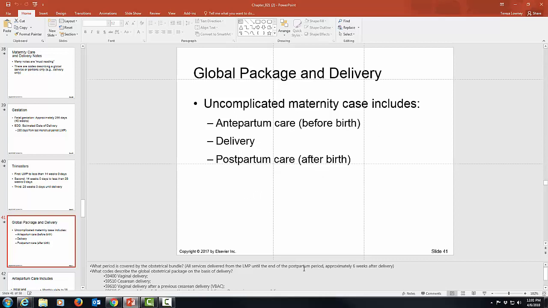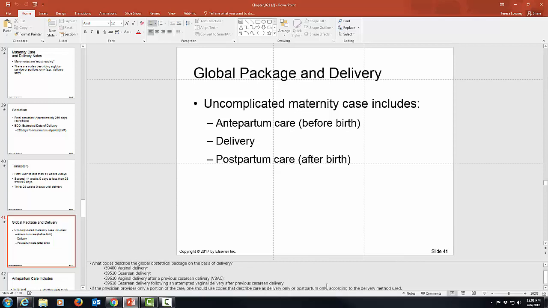So we have specific codes for a vaginal birth. It's 59400. Cesarean delivery 59510 and 59610 is a vaginal delivery after a previous cesarean section, and the initials that they use there all the time is VBAC, vaginal birth after cesarean, vaginal delivery after a previous cesarean section. And 59618 is a cesarean delivery following an attempted vaginal delivery after a previous cesarean delivery. We would have patients that would have had a C-section and really wanted to try having a vaginal delivery. And our doctors would usually encourage them to try, but just knowing that it may or may not work.